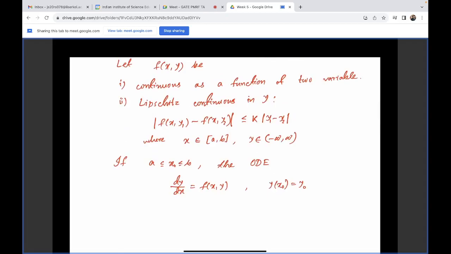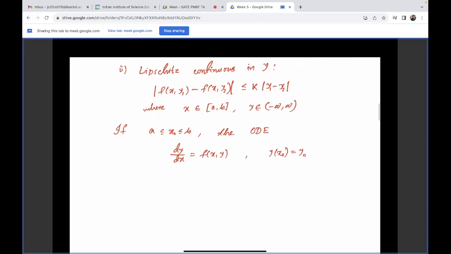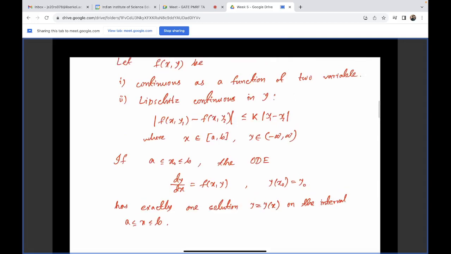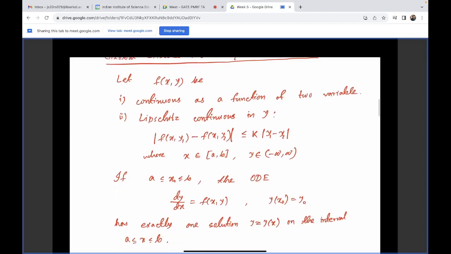Then it is saying that if f is continuous in both variables and Lipschitz continuous in the second variable, then this ODE has exactly one solution, meaning a unique solution, y equals some y(x), on the interval a less than x less than b. So meaning for all x in (a,b). That's why it's called the global existence and uniqueness theorem.